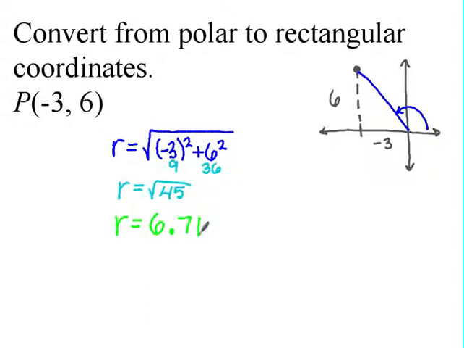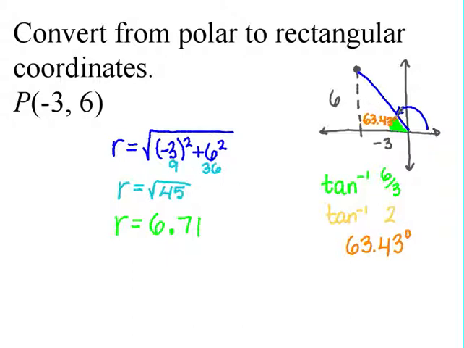Now I need to find my angle. So to find my angle, I'm going to find this angle right here. That's just going to be the inverse tangent of 6 over 3, or in this case, just the inverse tangent of 2. There's a reason why I'm not using the negative 3. You'll see why. So what is the inverse tangent of 2? What'd you get? 63.43 degrees. Now that means this green angle is 63.43.